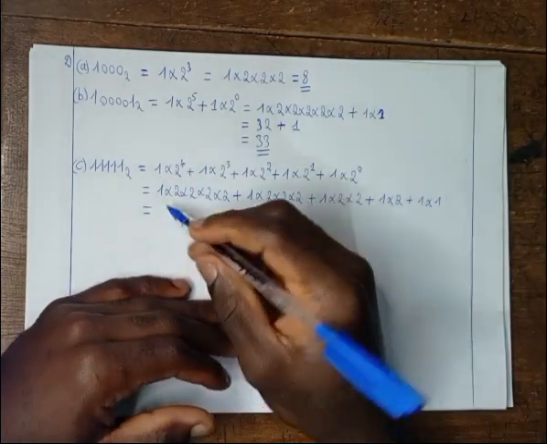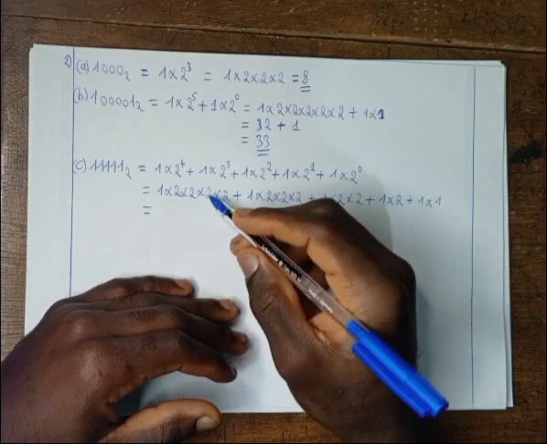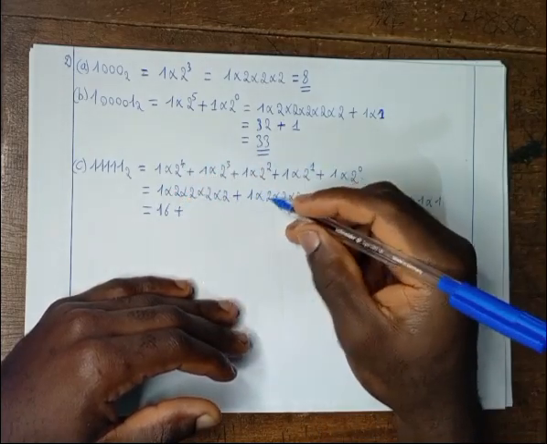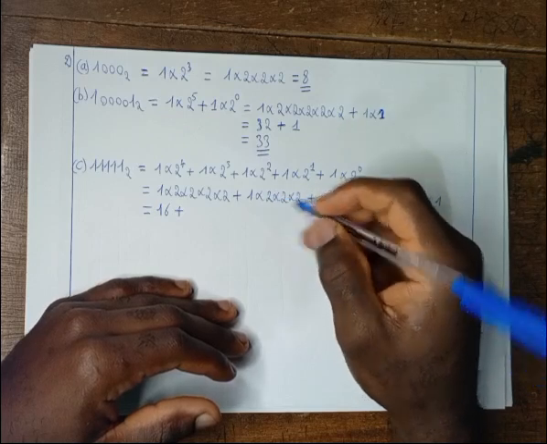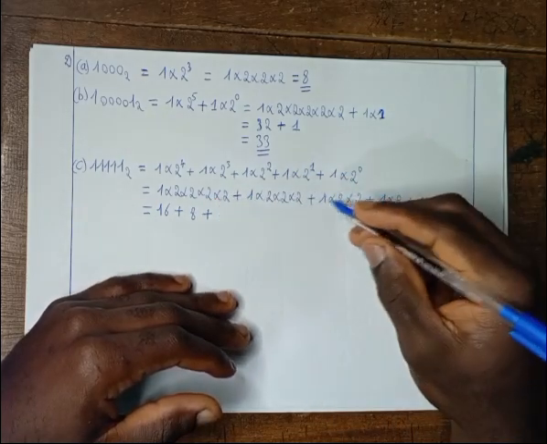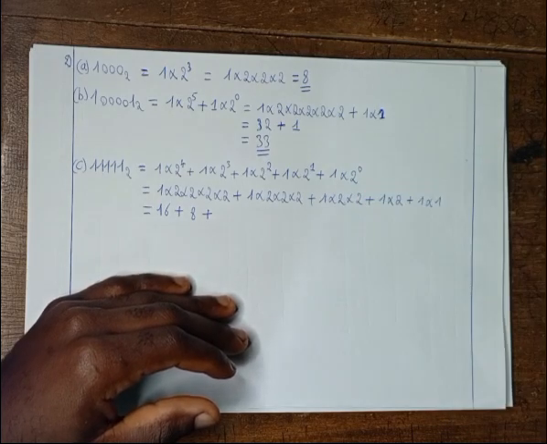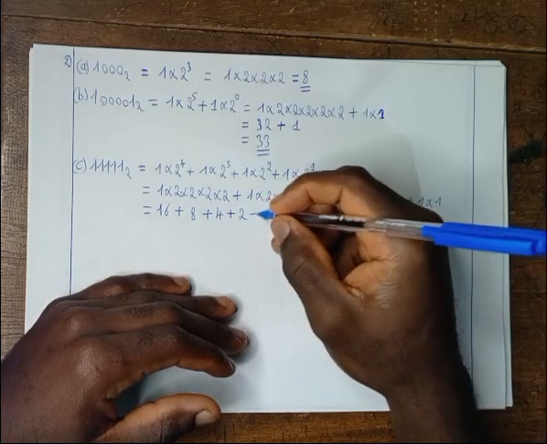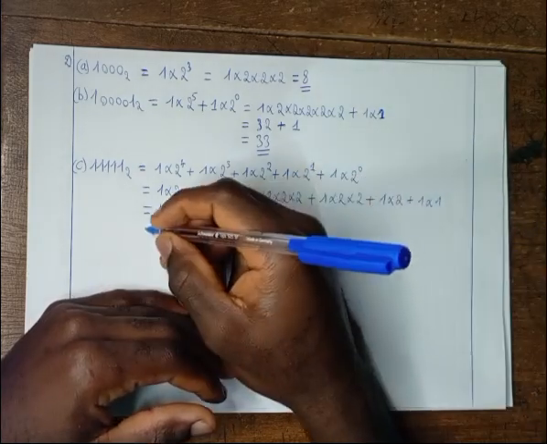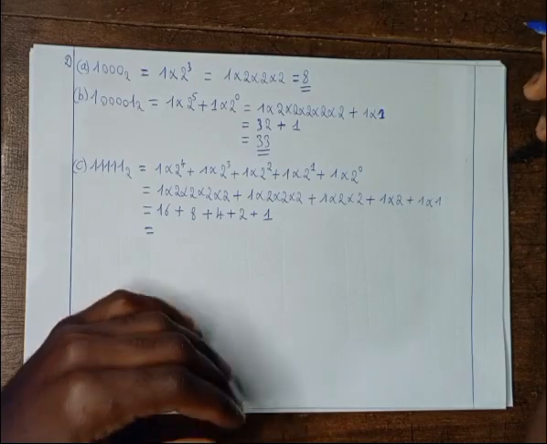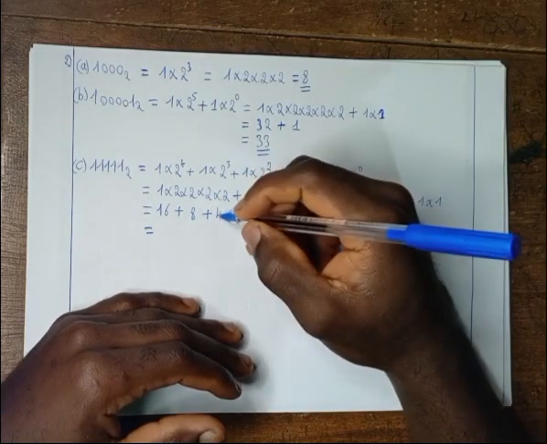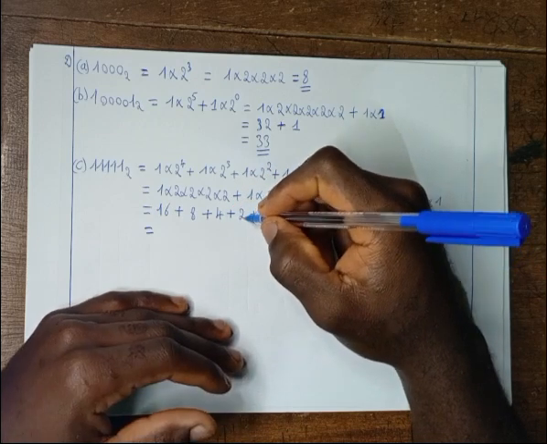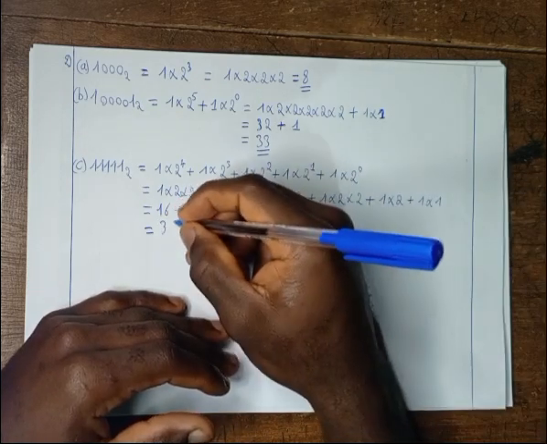This will give us 1 times 2 is 2, times 2 is 4, times 2 is 8, times 2 gives us 16, plus 1 times 2, 2 times 2 is 4, times 2 is 8, plus 1 times 2 times 2 gives 4, plus 1 times 2 remains 2, plus 1 times 1 is 1. This will give us 16 plus 8 gives us 24. 24 plus 4 gives us 28, plus 2 gives us 30, plus 1 gives us 31.